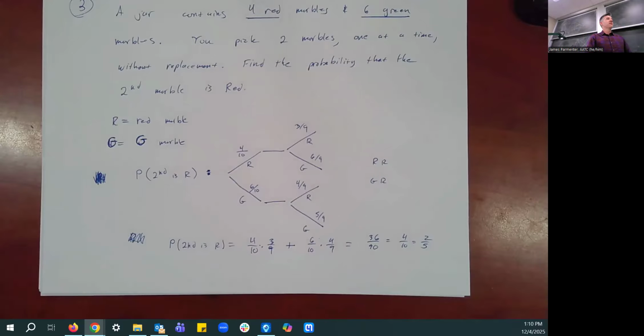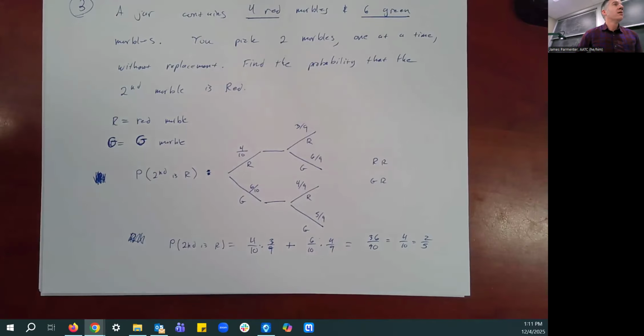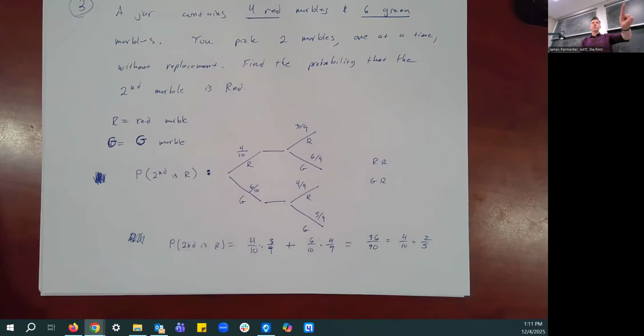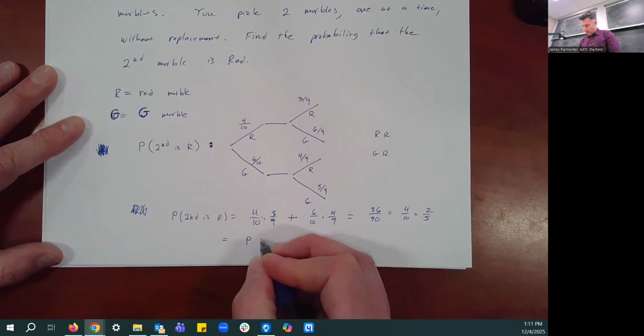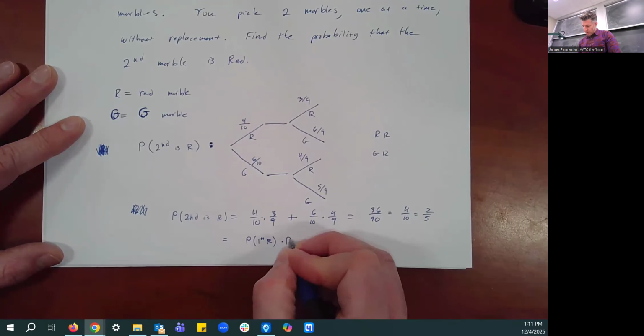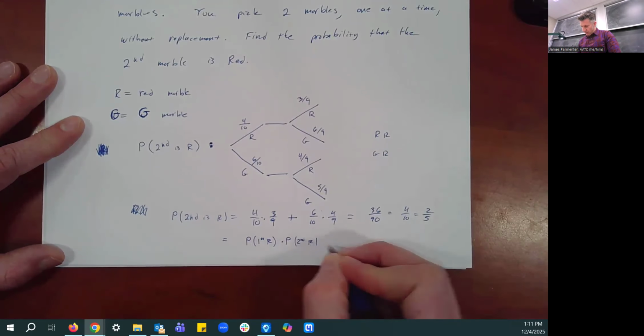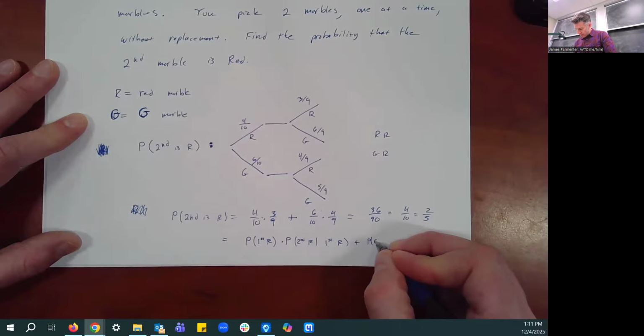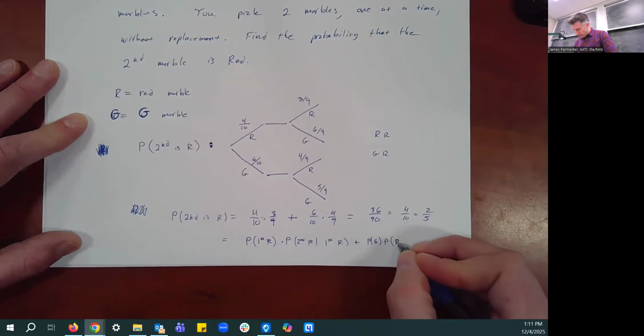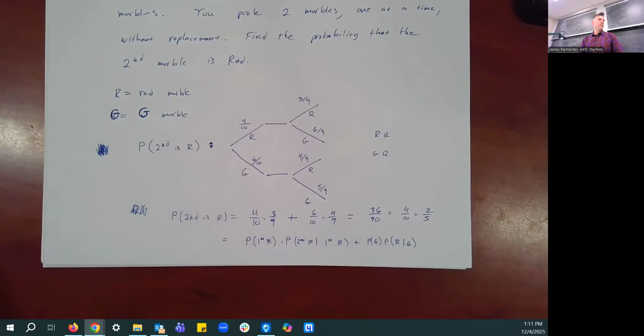Yeah, question. Actually, I'm not sure what you mean. Say what you mean, actually. I'm not sure if I'm understanding you correctly. Yes, thank you. So right, this is exactly the probability that the first one is red times the probability that the second one is red, given that the first one is red, plus the probability that the first is green times the probability that the second one is red, given that the first one is green. Exactly.